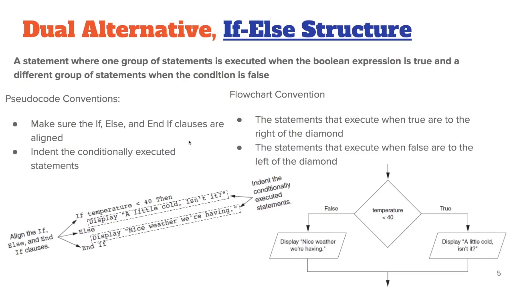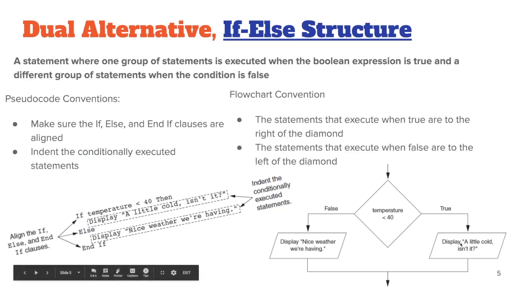Sometimes our statements aren't as simple as if it's true, do something, and if it's false, do nothing at all. Sometimes we want to do something based upon the answer being yes or no, true or false. And so we call these dual alternative statements, or the if-else structure. This is a statement where one group of statements is executed when the expression is true, and a completely separate group of statements is executed when the expression is false. Both will never execute; one will execute or the other, never both at the same time.